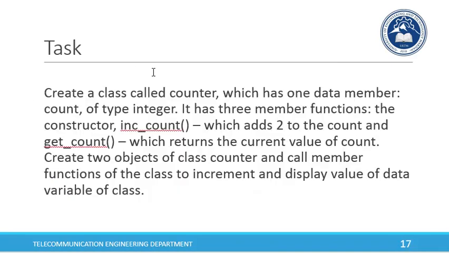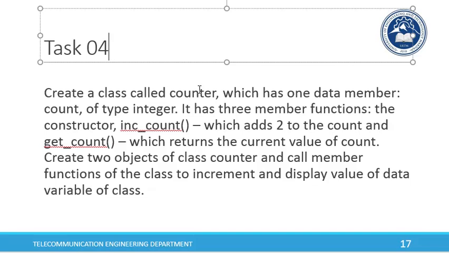This is the task which you will do as task number 4. In this you have to create a class called counter, which has only one data member, count, of type integer. It has three member functions: the constructor, inc underscore count, which will add 2 to the count, and get, which will return the current value of the count.